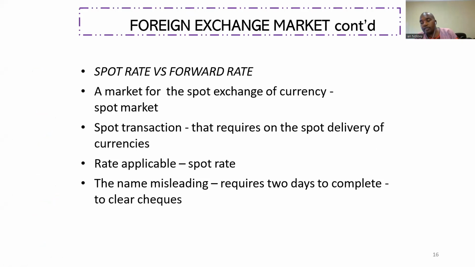literally, but it has to be within the shortest possible period of time, which may be a few hours or even the following day. The rate applicable in the spot market is the spot rate, the foreign exchange rate. The name is misleading because under normal circumstances, 2 days or more may be required to clear checks and other financial instruments that are used to convey purchasing power from one economic agent to another.